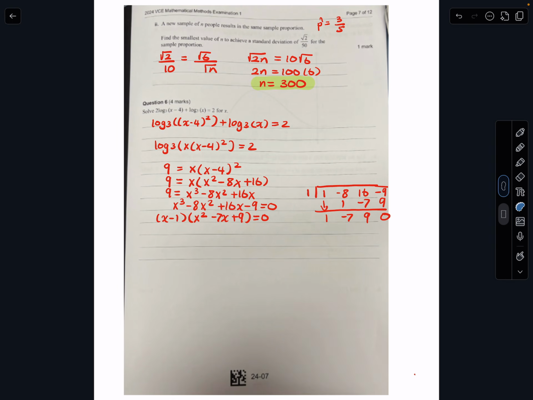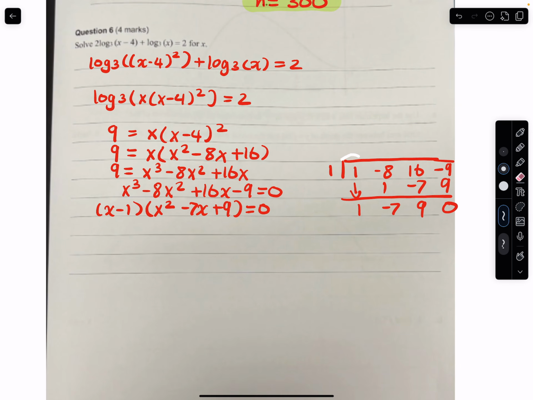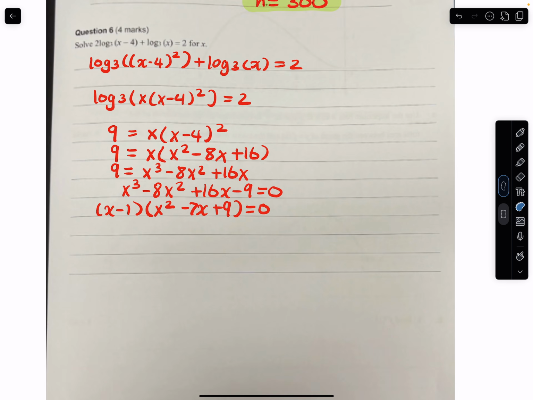Okay, we're nearly there. Now I'm going to try to factorize this part here. Can you factorize it? So 9 is like 9 and 1. No, you can't actually factorize it. I just want to check that with the discriminant. Does it actually have a solution?